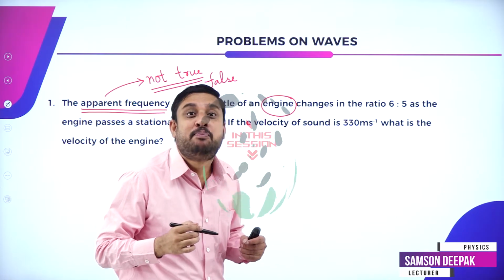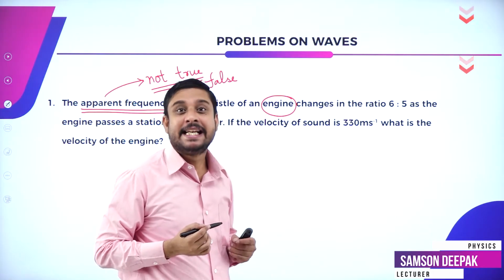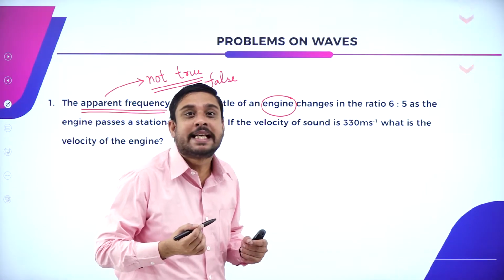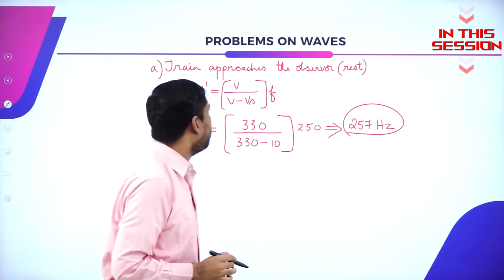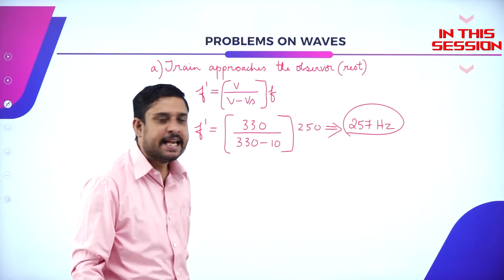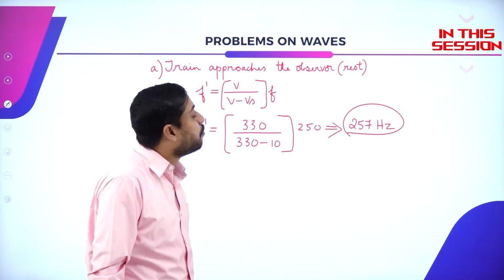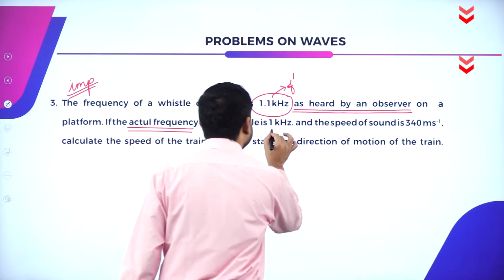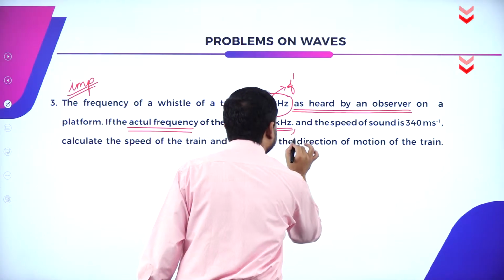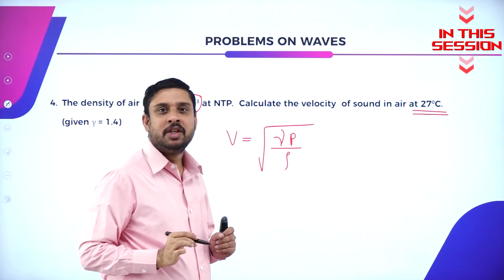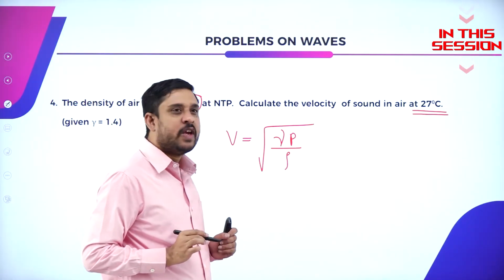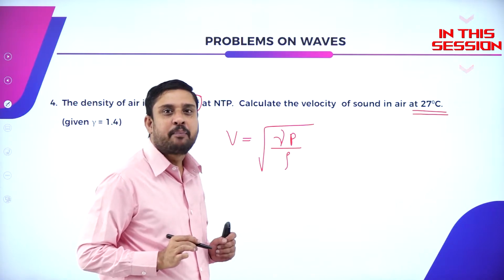So who is blowing the whistle? Engine. Who is giving out the sound? Engine. The apparent frequency as the train approaches the observer. Actual frequency of the whistle is 1 kilohertz. Newton Laplace equation: V is root gamma P by rho.